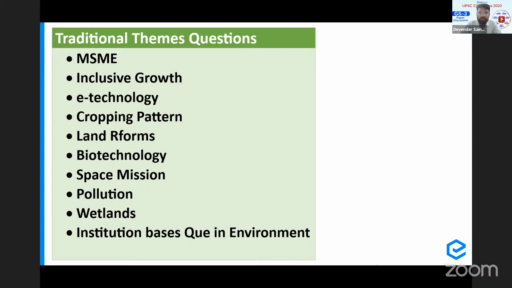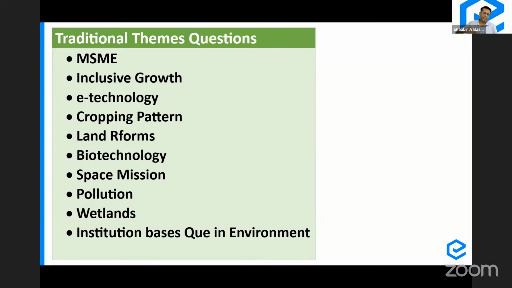Land reforms questions, questions specific to biotechnology, even the usage of biotechnology in day-to-day life, usage of biotechnology in fuel production. So they have a different dimension of biology. Usage of biotechnology in agriculture, you will see every year in the paper. Question on the space mission, like last year there was a question on the James Webb Telescope, and this year the question on Chandrayaan we can see.